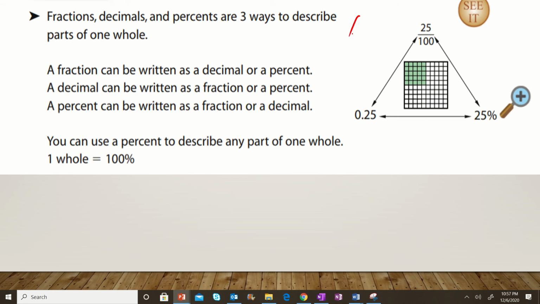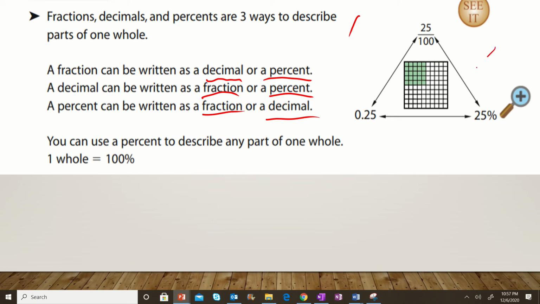So it says here, fractions and decimals and percents are 3 ways to describe parts of one whole. A fraction can be written as a decimal or a percent, okay? A decimal can be written as a fraction or a percent, and a percent can be written as a fraction or a decimal. So here's our example.